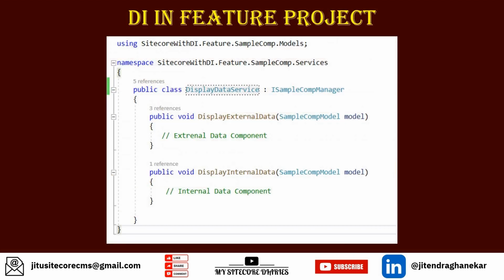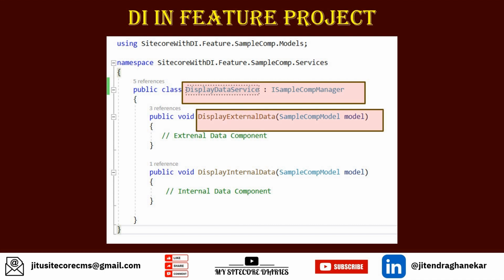Now you will create a service class, a display data service, where you inherit the ISampleCompManager interface. Here you will have your logic, for display external data and display internal data. That logic can be anything, like you can integrate with the API, get the data and return the data, something like that. For our understanding, you have two methods where you can have your logic. There can be two different components, one which displays the external data, and another which displays the internal data.